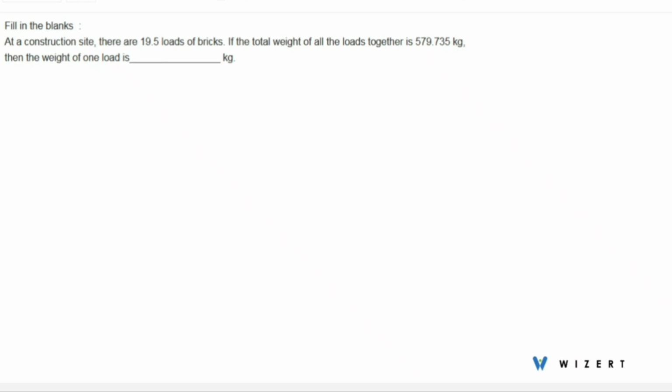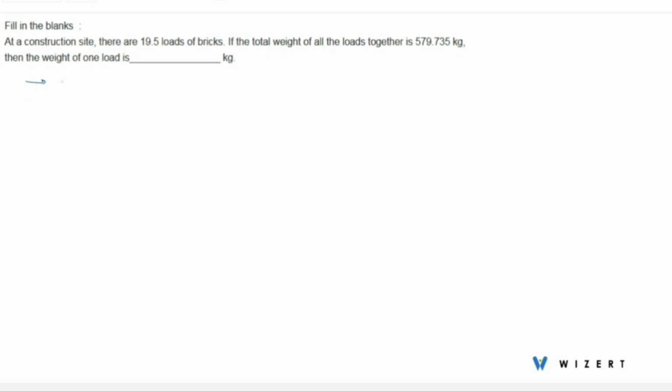We have this question here, fill in the blanks. At a construction site, there are 19.5 loads of bricks. If the total weight of all the loads together is 579.735 kg, then the weight of one load is dash kg.